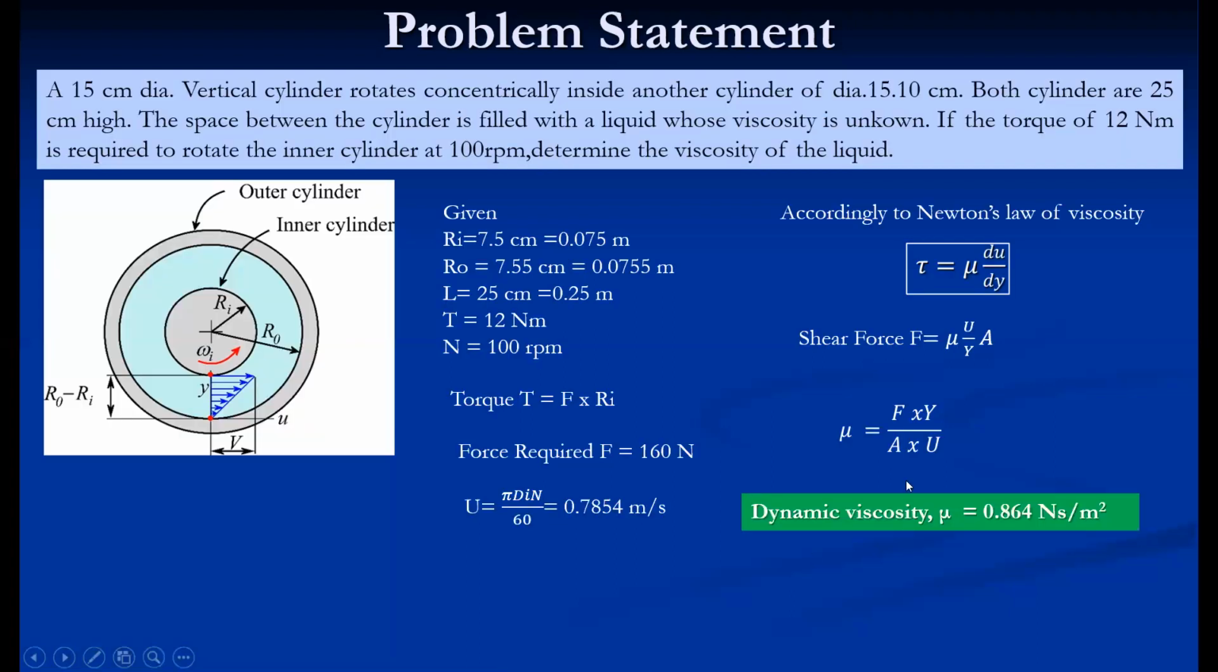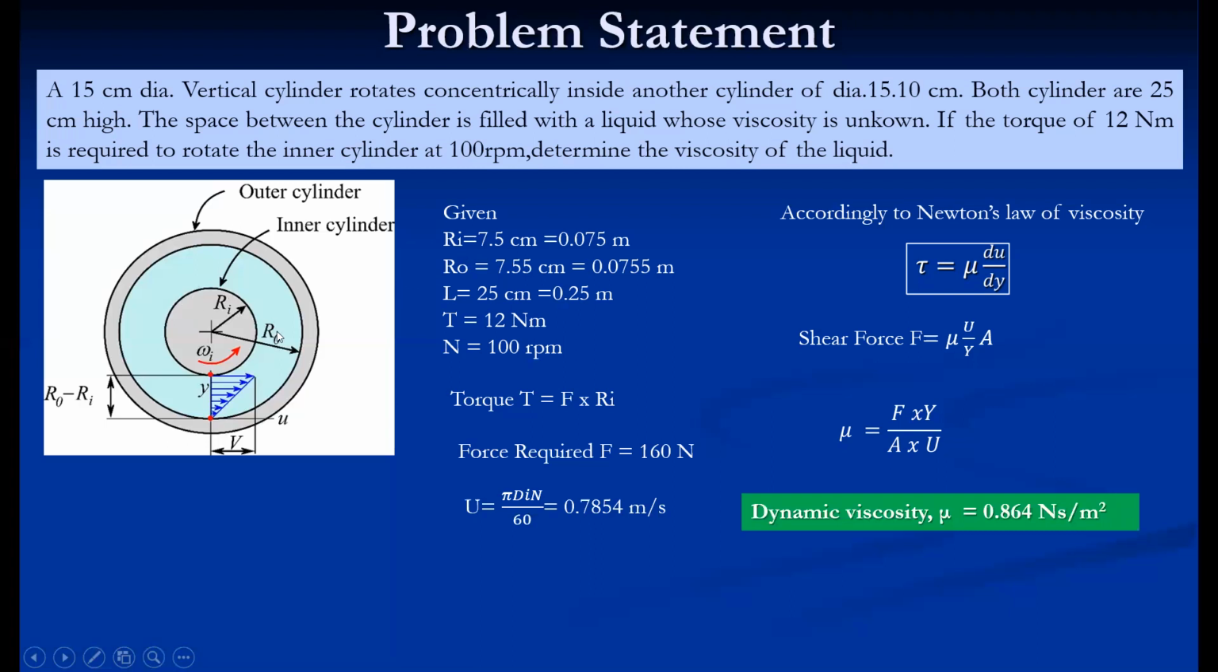So here, even though y is not given, again I repeat, y is the distance between two surfaces. Here, obviously one is rotating and the other is stationary. This is the stationary surface and this is the rotational one. So this distance is Ro minus Ri. So this is y, the difference between these two.